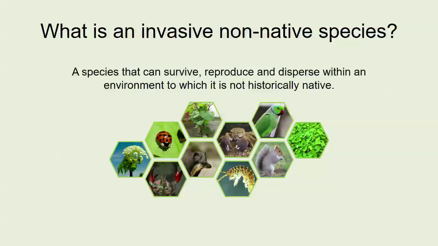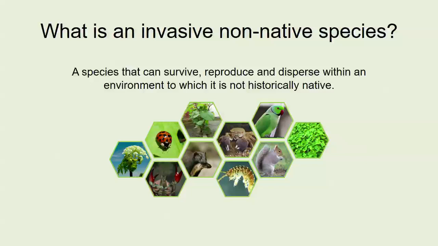There are lots of definitions in invasion ecology, and the definition that I'm going to be using today and throughout my project is a species that can both survive, reproduce, and disperse within a novel environment. And this was originally used by Blackburn et al. So we have lots of species in the UK.